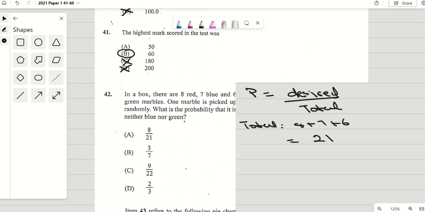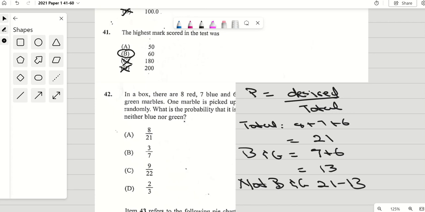Right? And then your desired is that it is neither blue nor green. Blue and green would be 7 plus 6, which is 13. So what if it is not blue or green? That would be the total, which is 21 minus 13. I'm assuming this is 8, guys. Let's see, 13, 14, 15, 16, 17, 18, 19, 20, 21. That is 8. So neither blue nor green, your desired is 8 and your total is 21. My answer would be A.